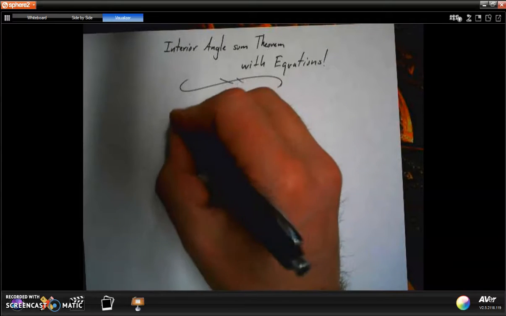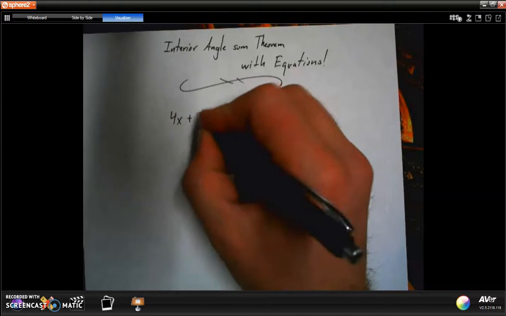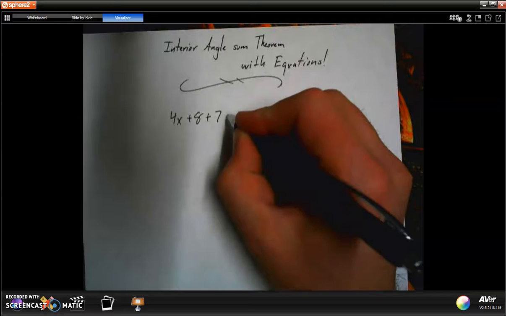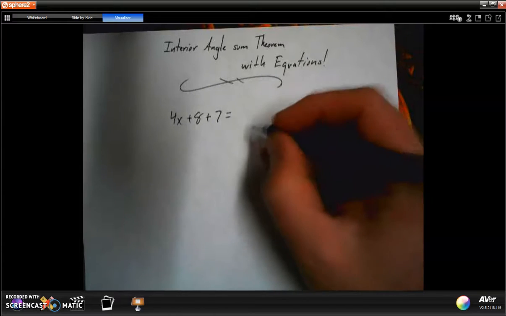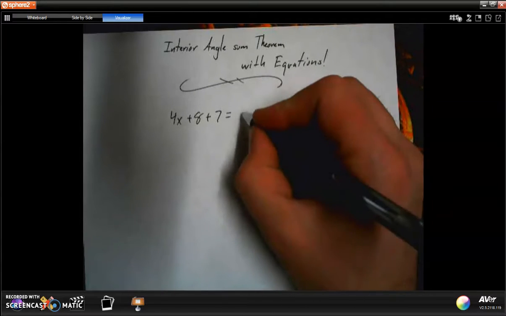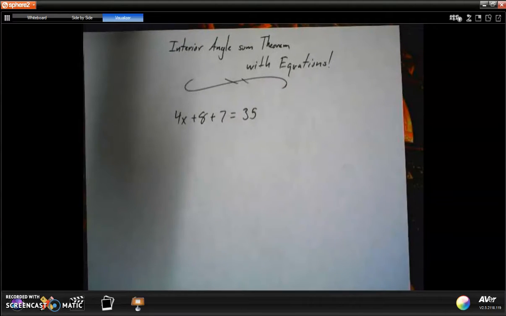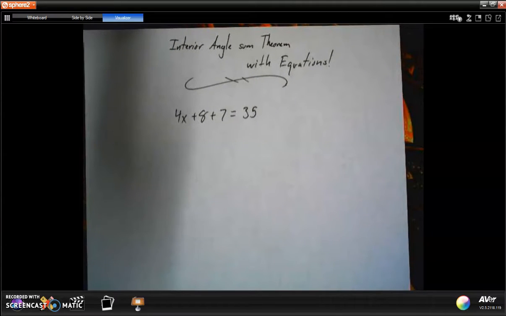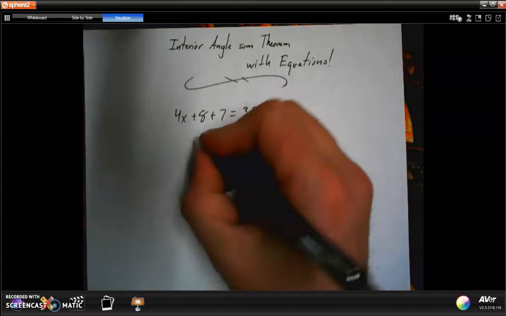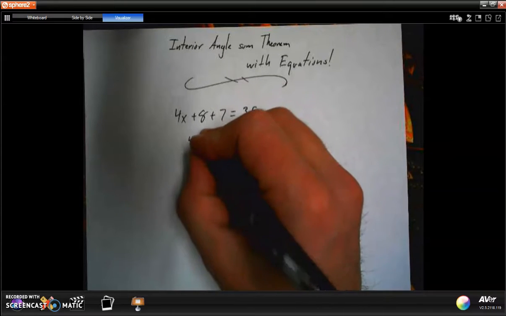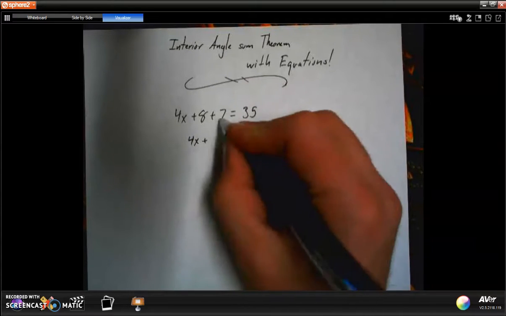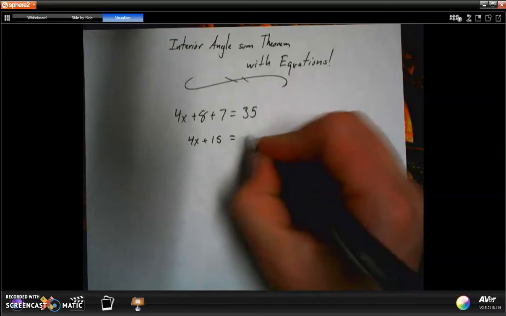For example, let's go 4x plus 8 plus 7 equals, gosh, I don't know, I've got to do the math in my head. 35. Okay. Now, solving two-step, three-step equations, things like that. First off, you want to combine like terms if you can, right? So 8 plus 7 becomes 15, right? So we get 4x plus 15 equals 35.